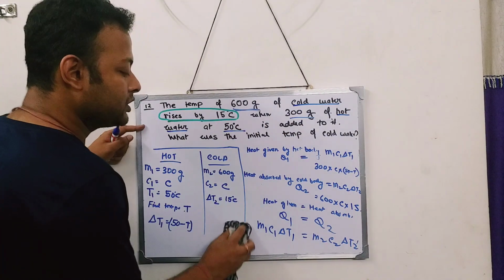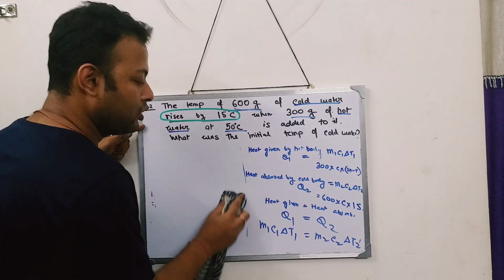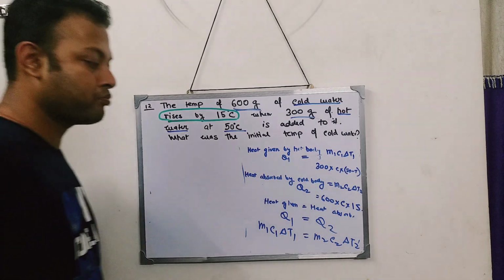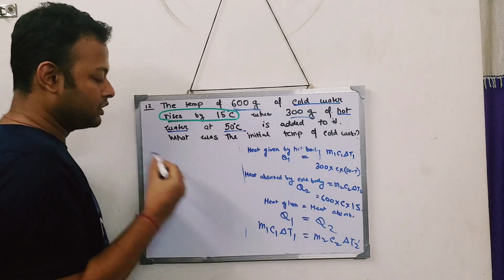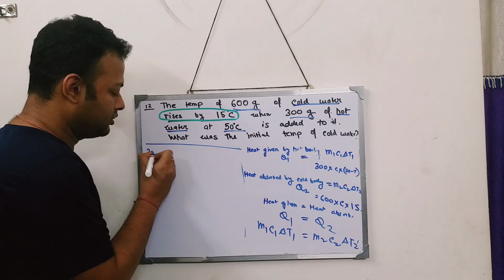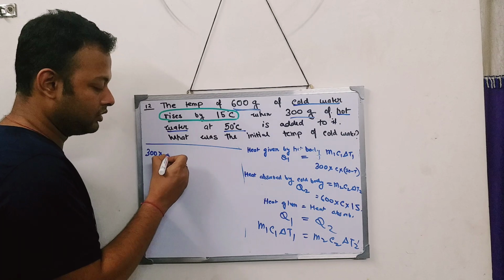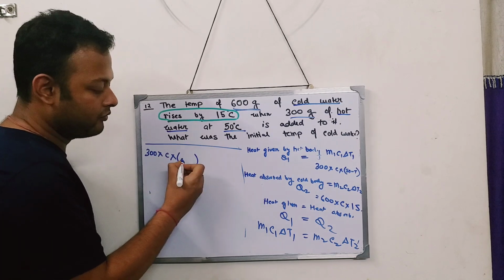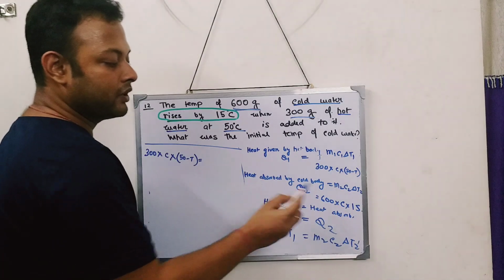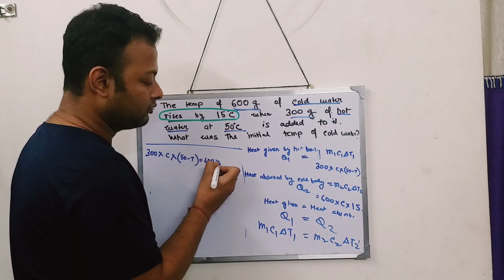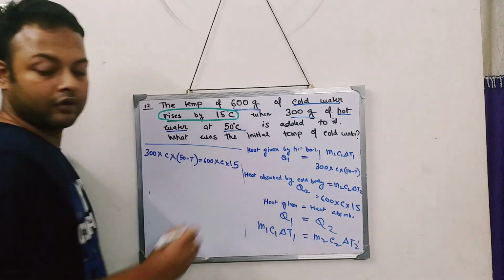Now after this, I have to rub this part. Now see, just substitute the values, you will get the answer. M is how much? 300. C1 is C. And this value is how much? 50 minus T. What about the heat absorbed by the cold body? 600, its specific capacity is C, and the difference of temperature is 15.